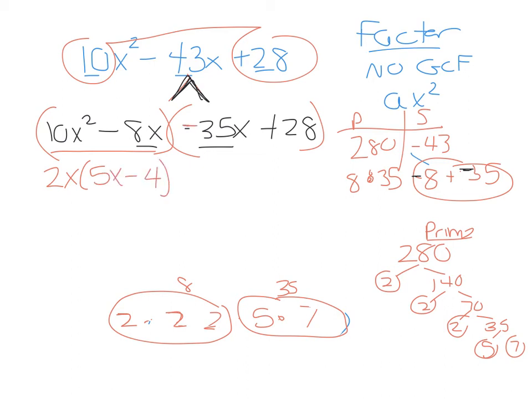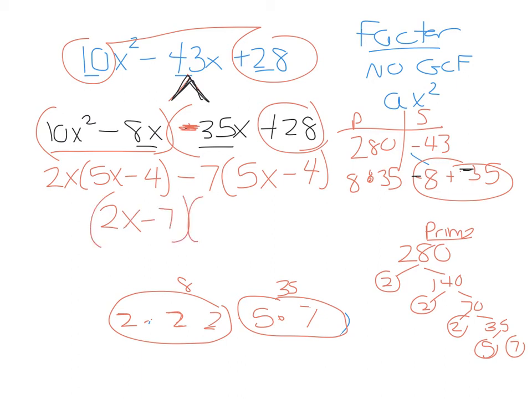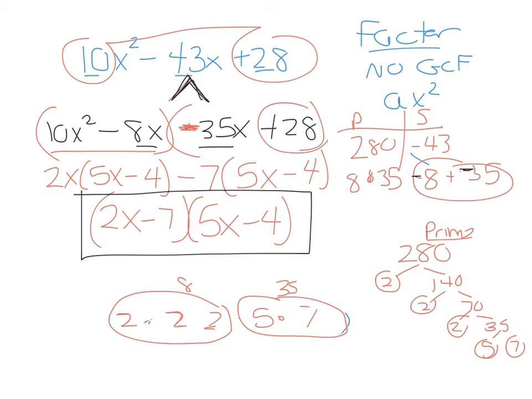The GCF of the second two is going to be negative 7, because there's that negative there. Negative 7 times 5x minus 4. Negative 7 times negative 4 gives me that positive 28. So now I take 2x minus 7 as one of my binomials. The other one is 5x minus 4. And this is my answer. Don't forget that you could always FOIL it to make sure it works. This one does. Okay, my next problem.